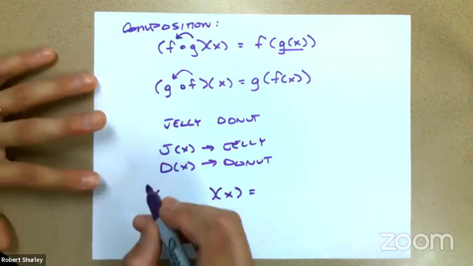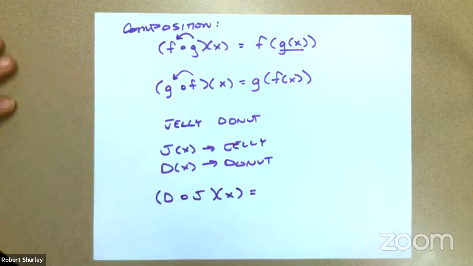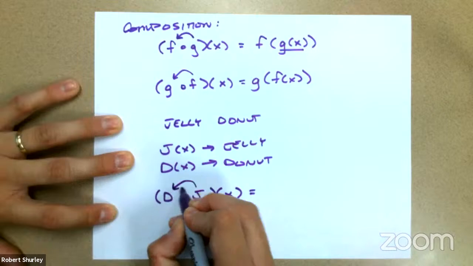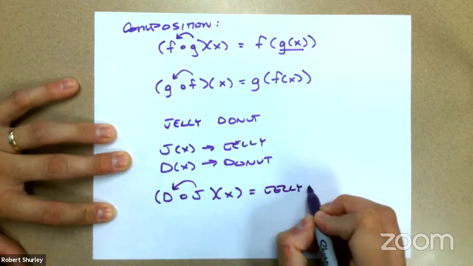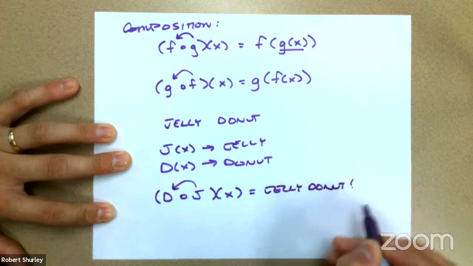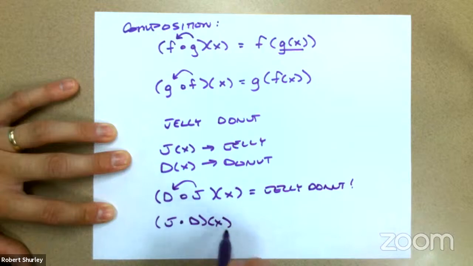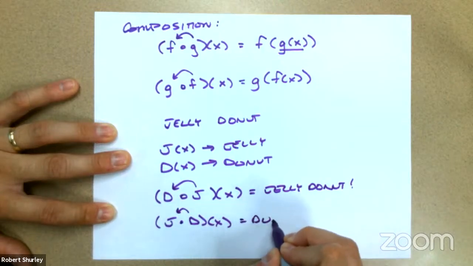The donut, exactly. So it's going to be a donut composed of jelly. Okay? So donut composed of jelly. And the jelly goes into the donut. And this gives us a jelly donut. Now, if we went the other way, J composed of D, this would be donut jelly. And that sounds awesome.